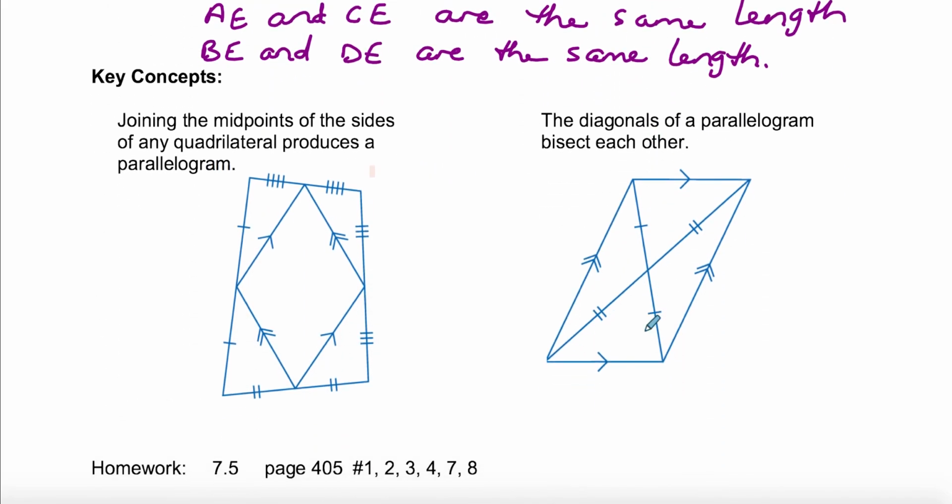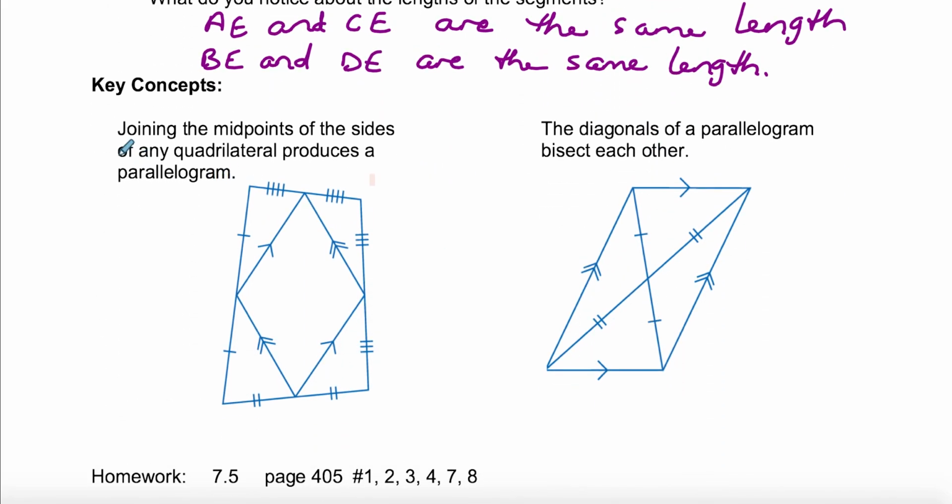So just two key concepts, and that's it for this lesson. Joining the midpoints of the sides of any quadrilateral produces a parallelogram. This is the one that I think is kind of cool. Again, this is an odd-looking quadrilateral, and when we join the midpoints of each side length together, what we end up on the inside is a nice parallelogram.